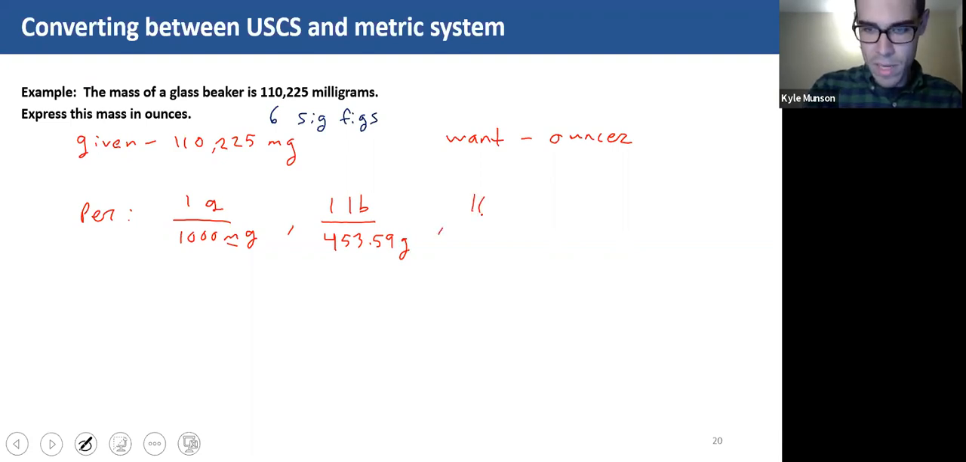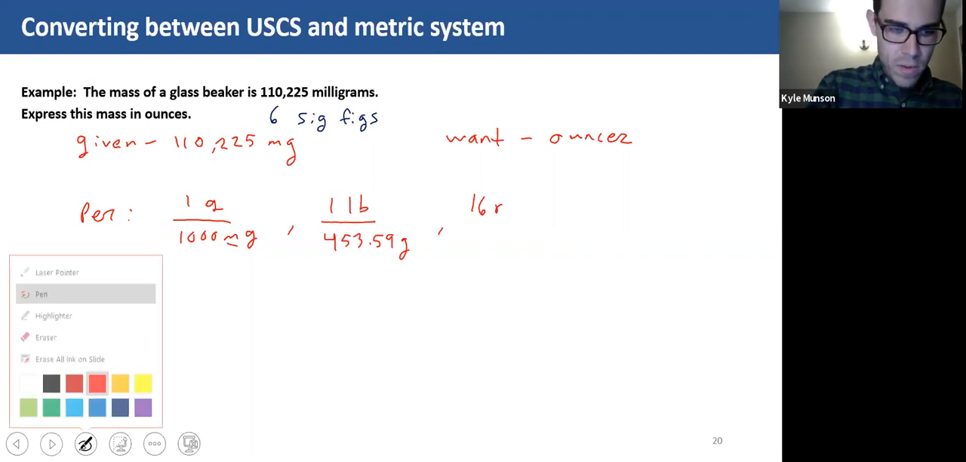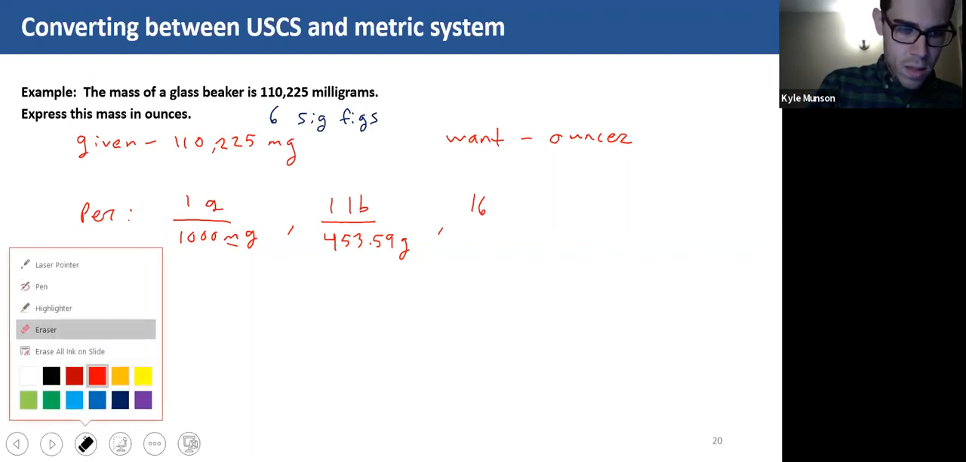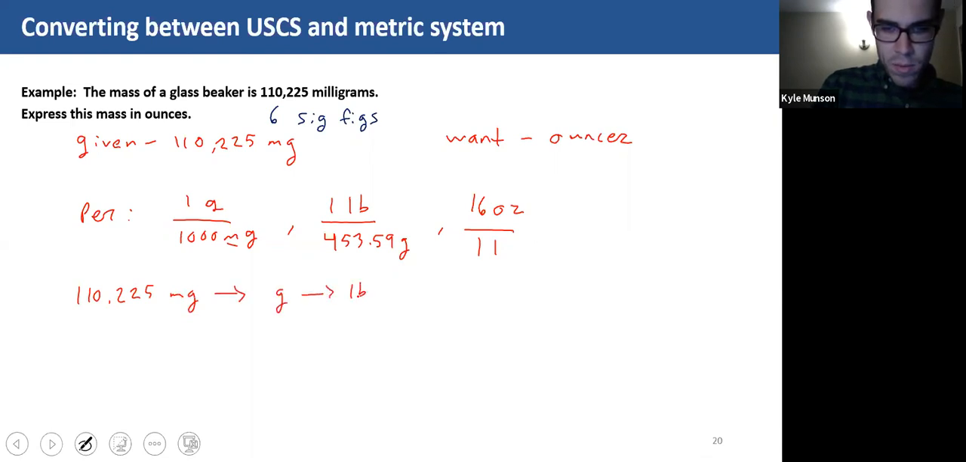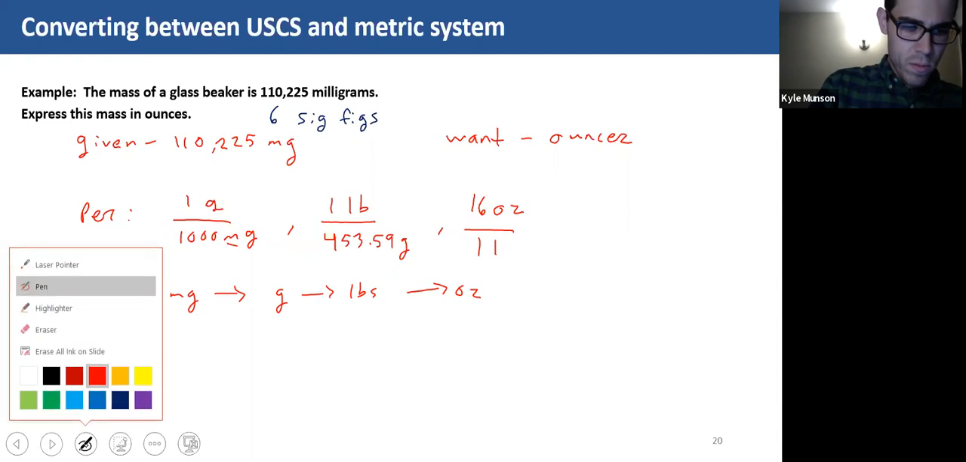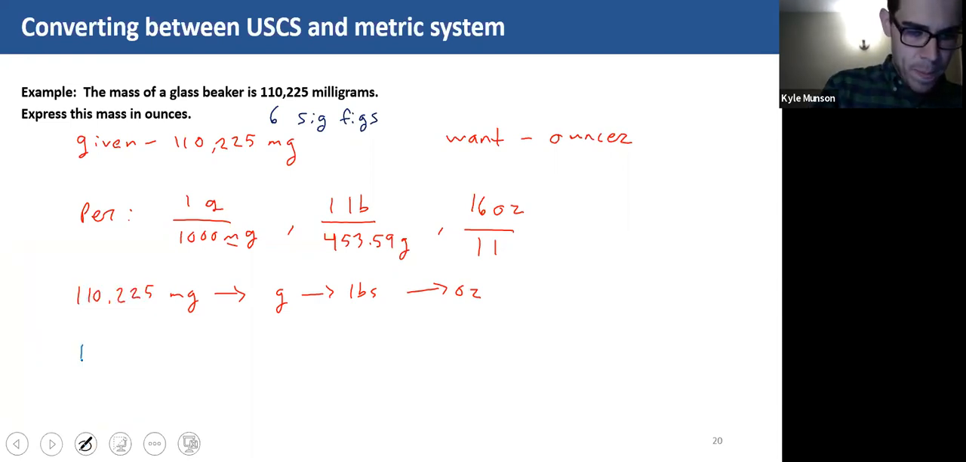And then I know that there's 16 ounces for 1 pound. Okay, because the path I'm taking, I want to go from milligrams to grams to pounds to ounces. Okay, so let's switch colors. Let's write this out as an equation. You're probably way ahead of me. You've already written this.